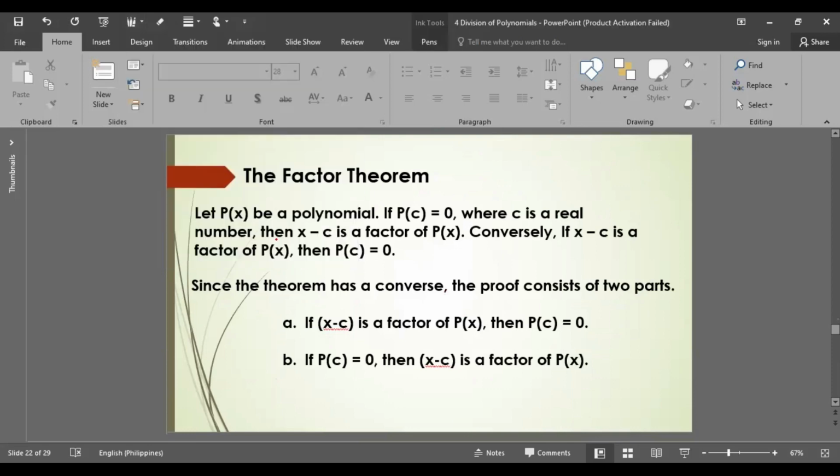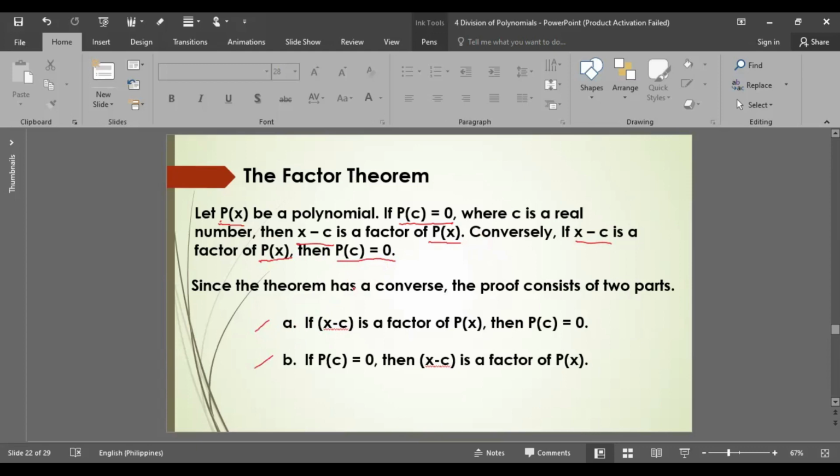So what is the factor theorem? Let P of x be a polynomial. If P of C is equal to 0, where C is a real number, then x minus C is a factor of P of x. Conversely, if x minus C is a factor of P of x, then P of C is equal to 0. So the two statements are just separated.